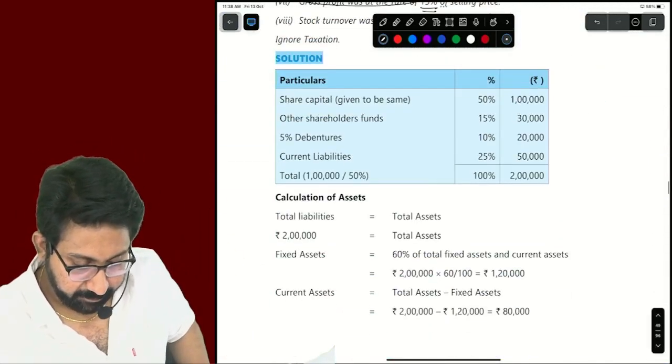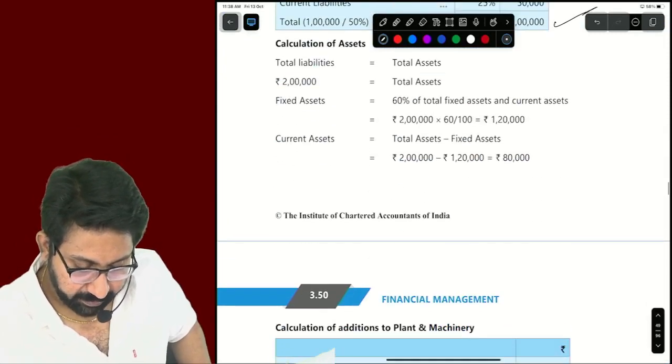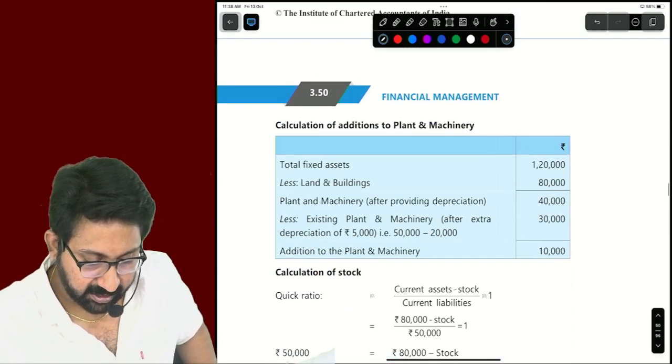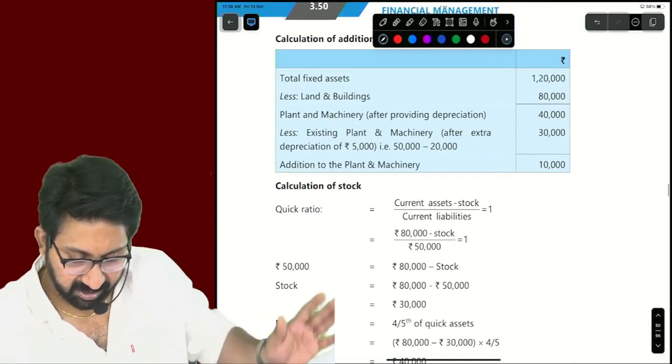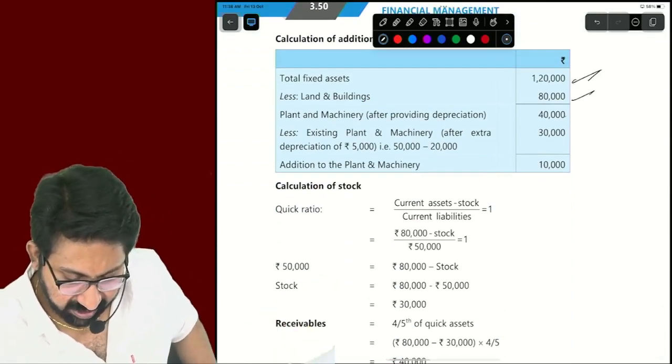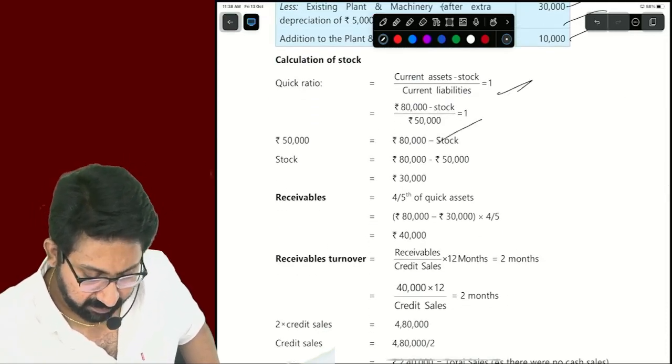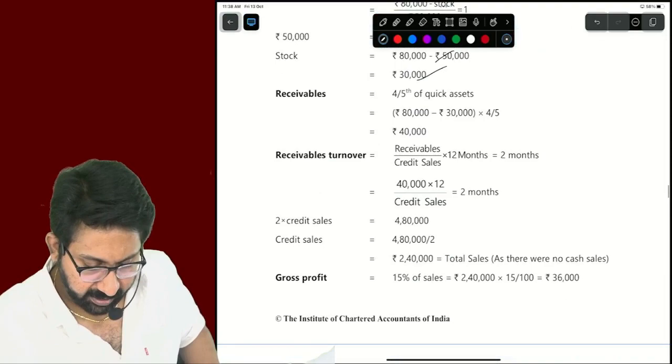Let us see. 2 lakhs. Check the answers. Fixed assets 1 lakh 20. Current assets 80, correct? 120, 80, 40, 30, 10 like that. Stock valuation I have done 30. Receivables 40.